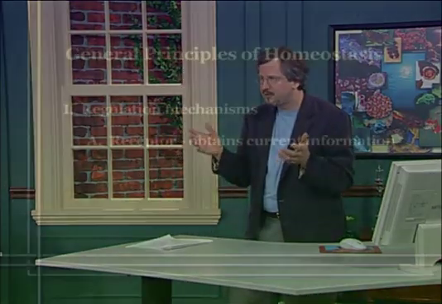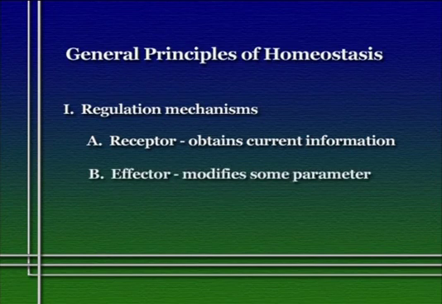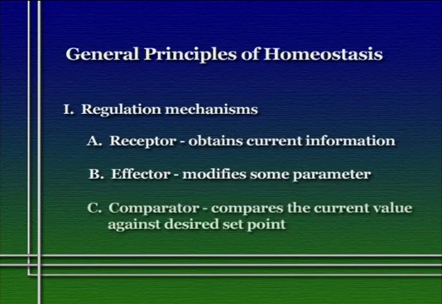First, it needs some sort of receptor, a receptor that will detect the current state of the parameter that the organism is trying to regulate. Second, it needs one or more effectors. These are things that can change the state of that parameter. And finally, it needs some sort of regulator, or what we call a comparator. This is a mechanism that determines the difference between the current value of the parameter and the desired set point for that parameter, and then turns on or off whatever effector causes the parameter to return towards its set point.